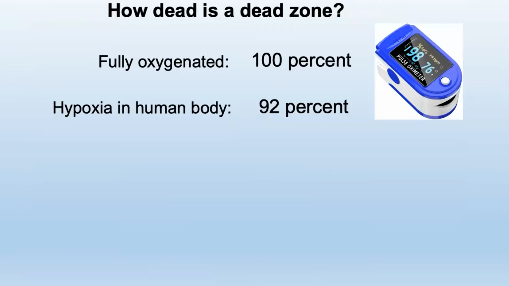So we need a few numbers to understand how dead is a dead zone. If any part of your body runs as low as 92% of oxygen, you're in trouble. You may end up in the hospital. The biomedical term for that is hypoxia. It's a term that the ecologists stole to talk about low oxygen, although when they talk about low oxygen, they mean really low oxygen.